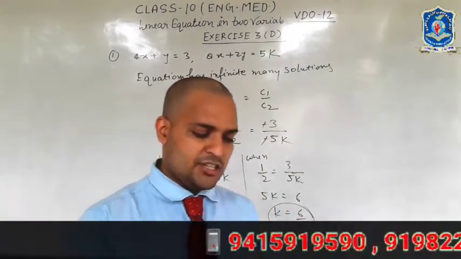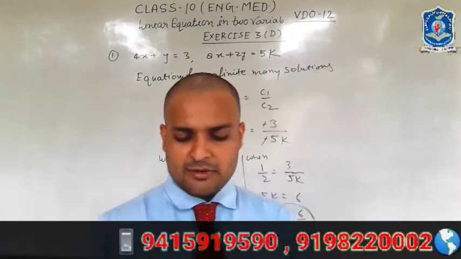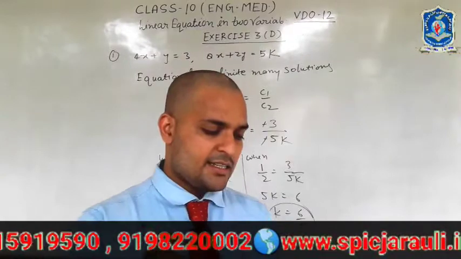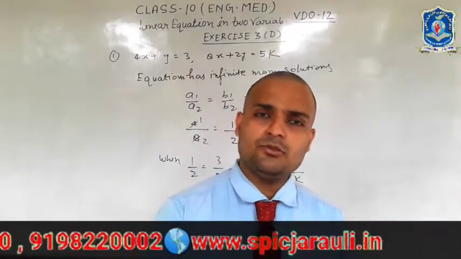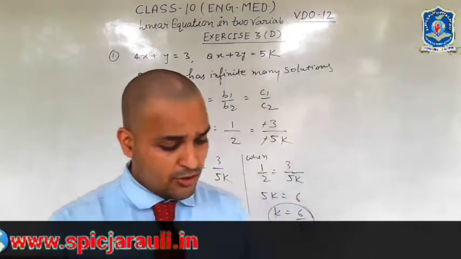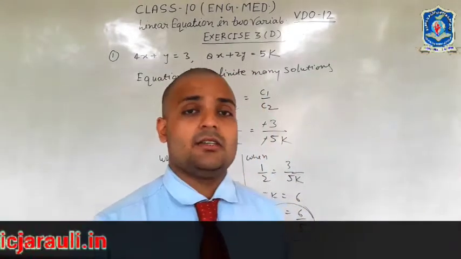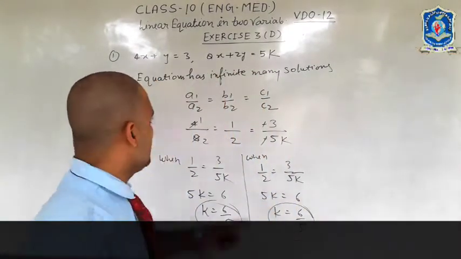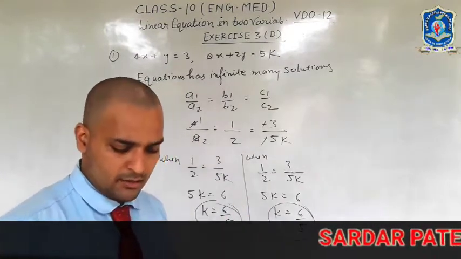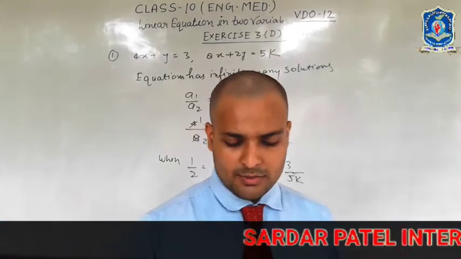The next question is, prove that there is a value of c for which the system this and this has infinite many solutions. Find this value. So you should solve the value for c. The condition is the same. Put the value of this and find the value of c. If you have any problem, you can ask me.